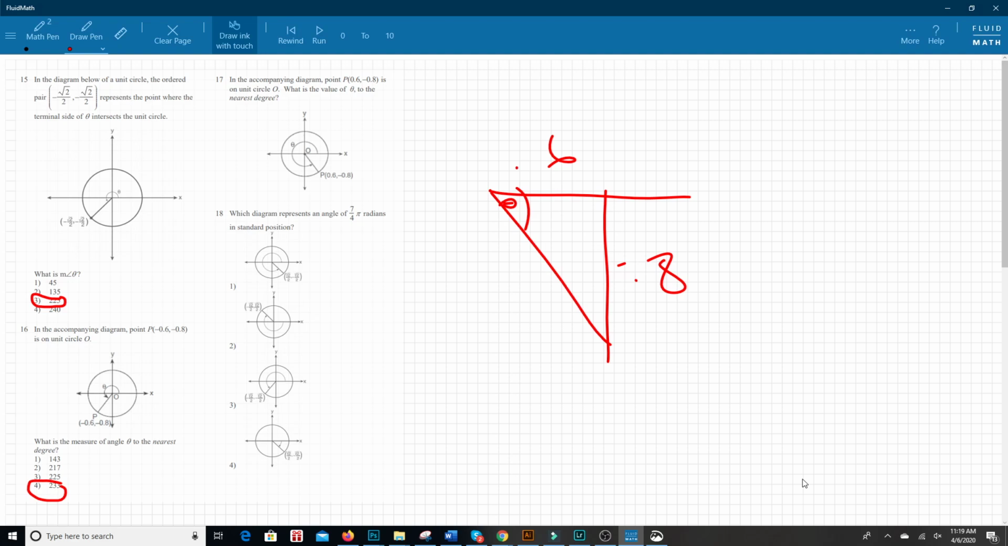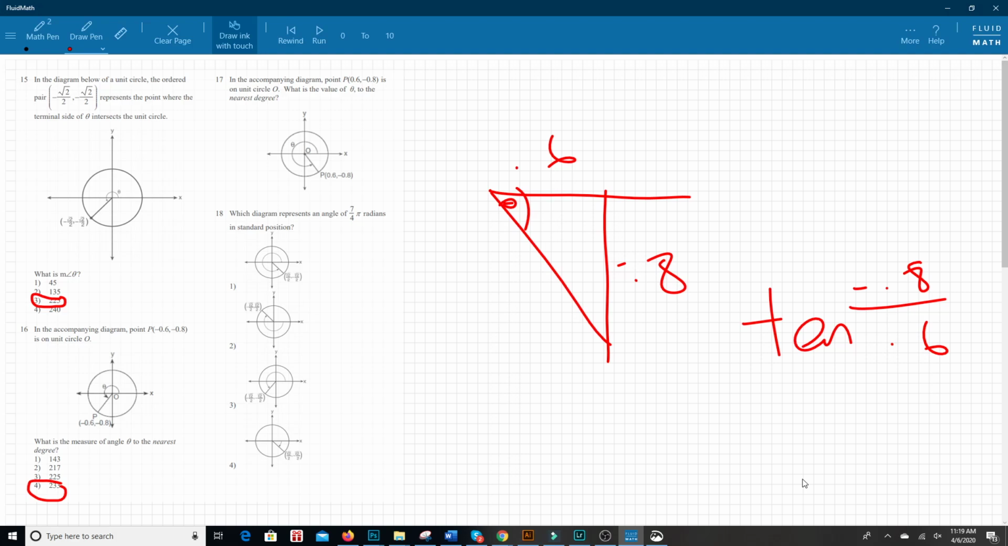Once you know what this angle right here is going to be, then you subtract it from 360 and that'll give you what theta is going to be. So for this, you have to use tangent. So I'm going to say tangent of negative 0.8 over 0.6. I'm going to do that division first.